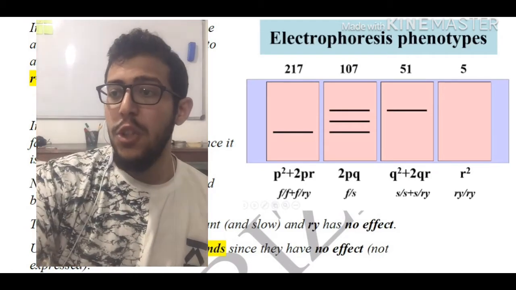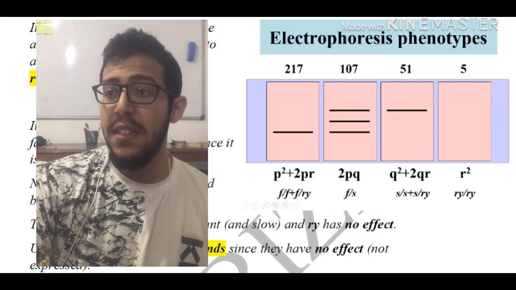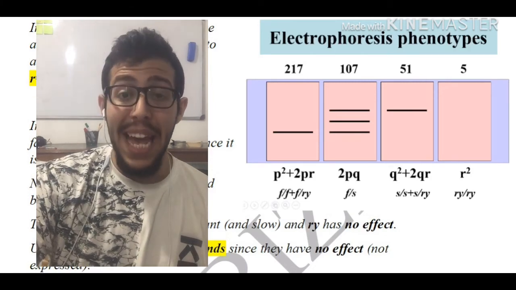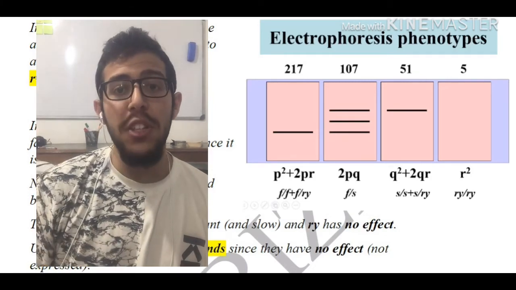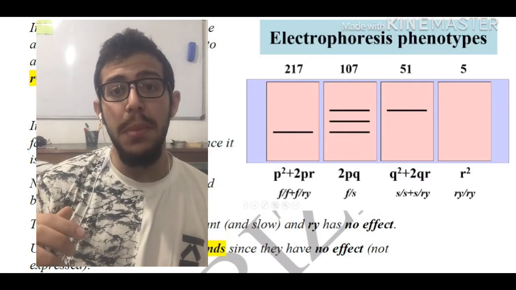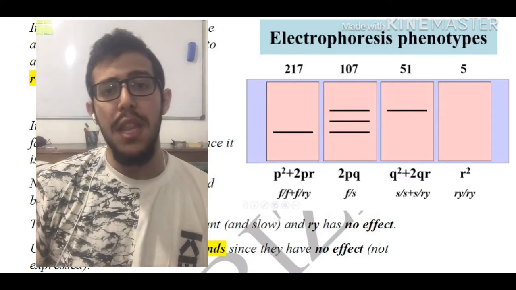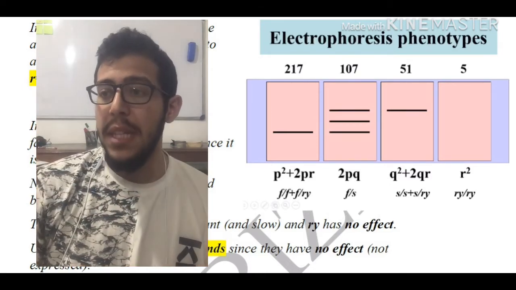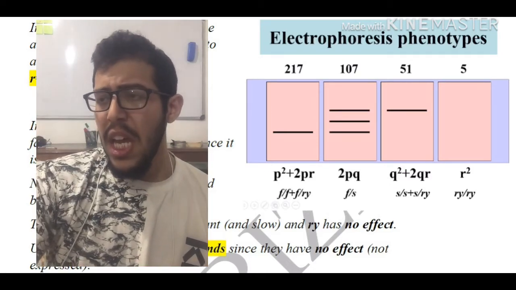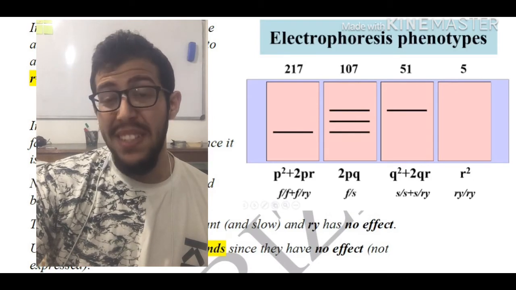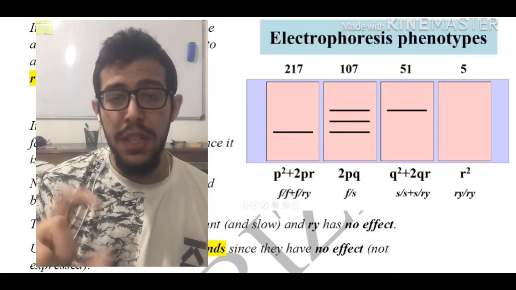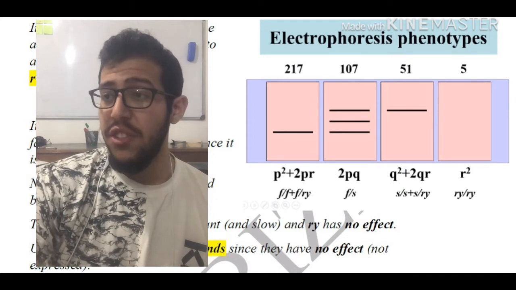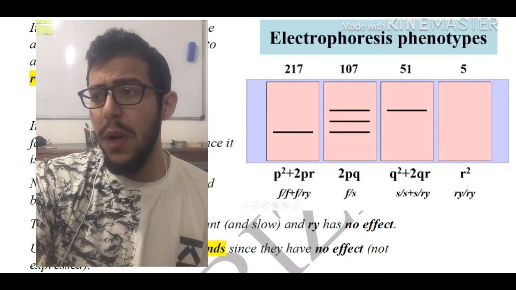Next, we've got the 2PQ, where recall that P represents the F chain and the Q represents the S chain. Therefore, like we mentioned in the previous image, they are going to be having intermediate effects because the F is going to be fast and the S is going to be slow, and they're going to be meeting in the middle. And this is why we are going to be seeing three bands due to the differences in the frequencies of the F/S chains.